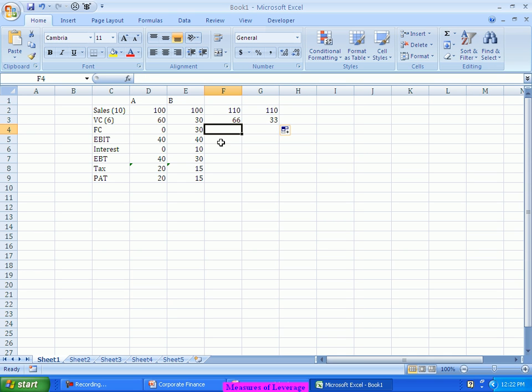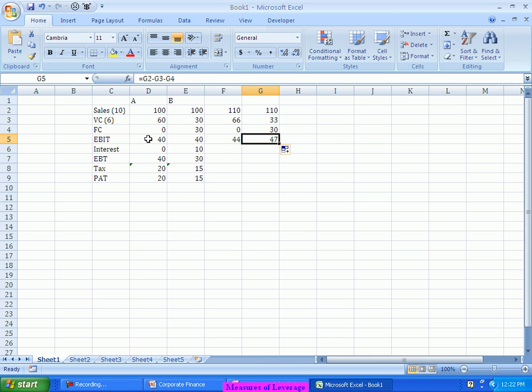Variable costs have gone up, but fixed costs will not change. For one extra unit purchase or producing, the fixed cost is fixed. So the fixed cost is not changing in this case. This is what is happening to your EBIT.